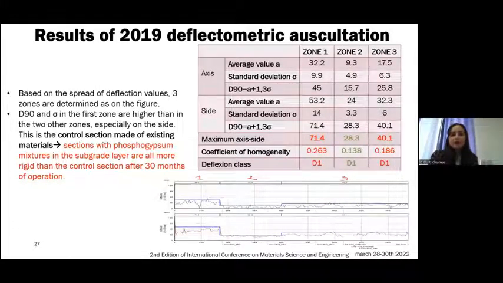Based on the spread of deflection values, three zones are determined as on the figure, 1, 2, and 3. D90 and the standard deviation in the first zone, control section, are higher, as you can see, far higher than the others in the two other zones, especially in the side. This is the control section made of existing materials. We conclude that sections made of phosphogypsum mixtures in the subgrade layer are all more rigid than the control section after 30 months of operation.